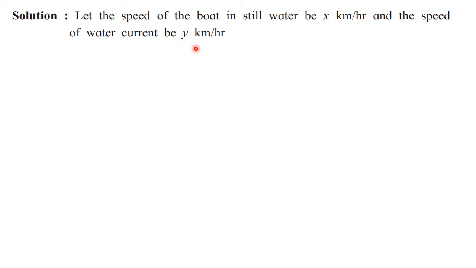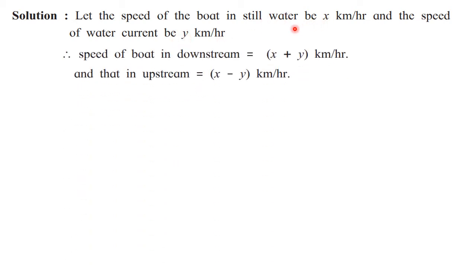Then, as I have mentioned, while going upstream, the current is going to oppose the speed of the boat. So for upstream, the speed will become x minus y kilometers per hour. And for downstream, it is going to support the speed of the boat. That is why it is going to become x plus y kilometers per hour. Every time don't forget to write down the unit. As I have said, it is very much important.